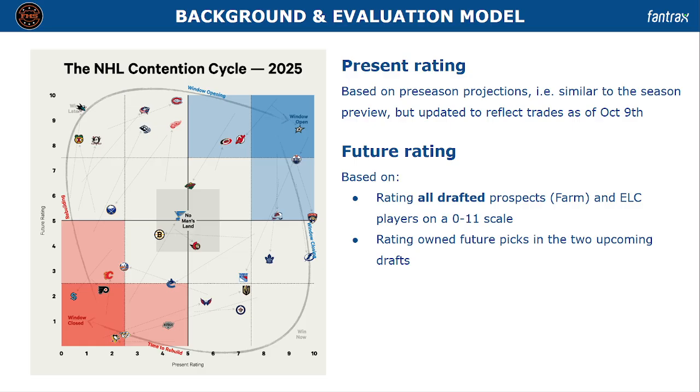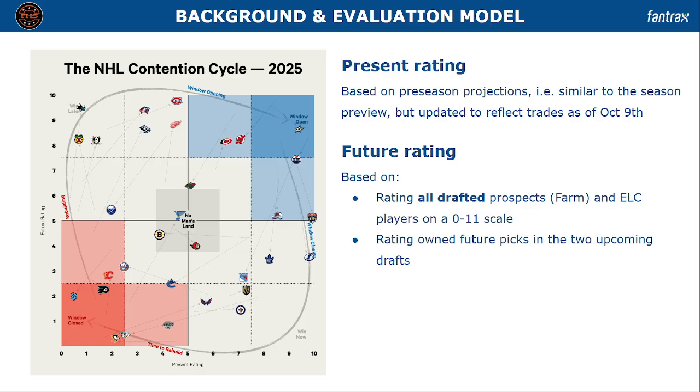And we rated them on a 0 to 11 scale. Why not 0 to 10? Because I decided to include 11 for generational talents, the very few that come along maybe every 5 years, so that we have some separation for these really top performers like the McDavids of the world.